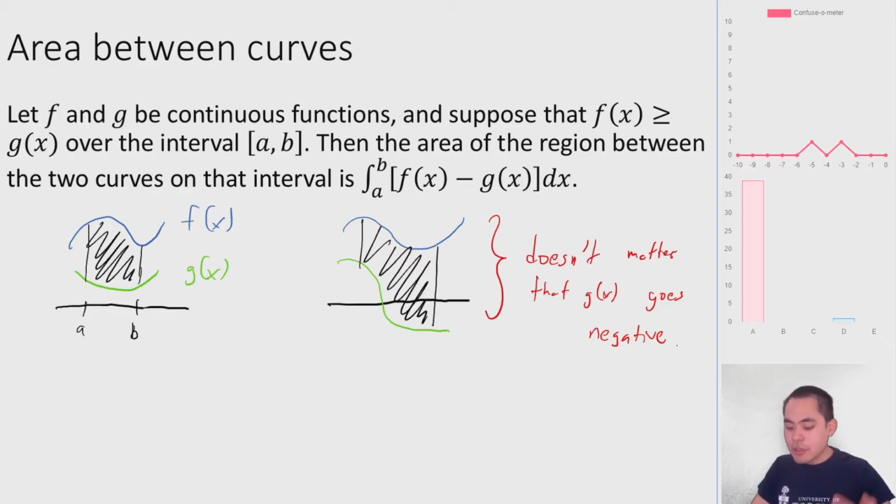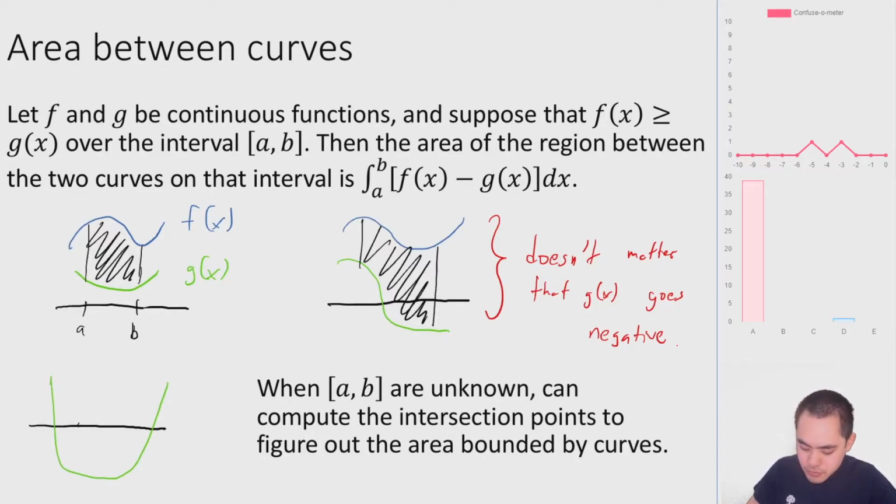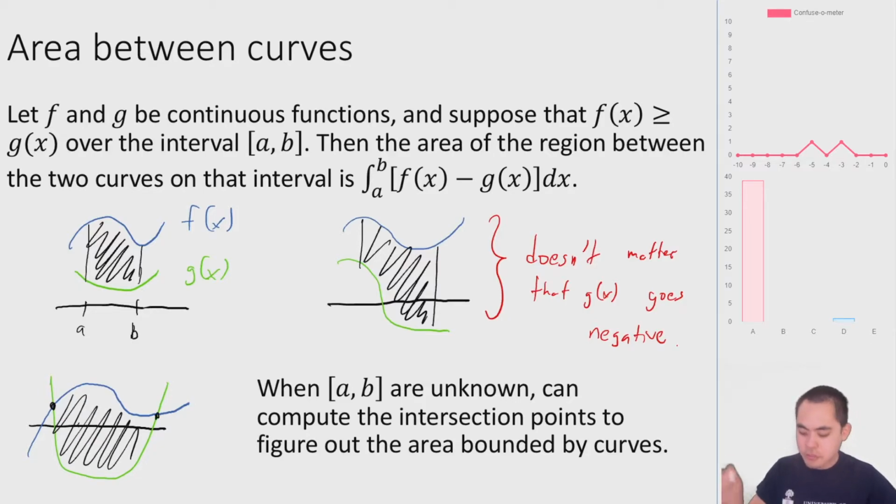Okay, but yeah, so you can get the area between two curves over some interval, and also, when a and b are unknown, you can compute intersection points to find the area between the curves. So, for example, if you have two curves that intersect, let's say we have these curves, one of the things you can do is compute these two intersection points and get all the area between the curves by first setting them equal to each other. So let me give an example of that.